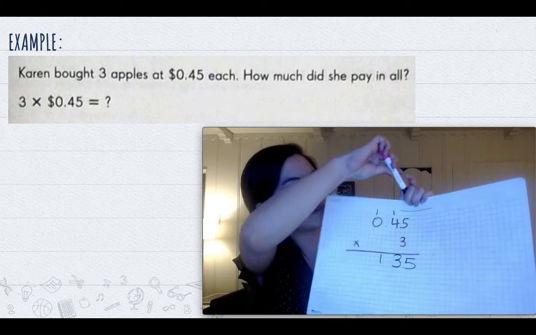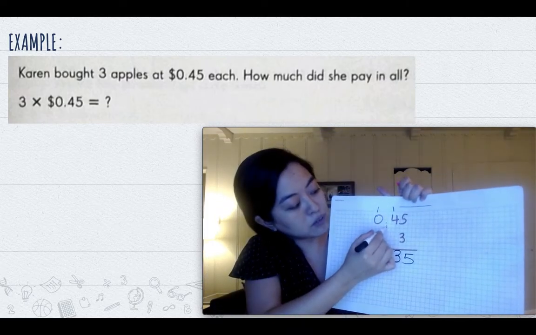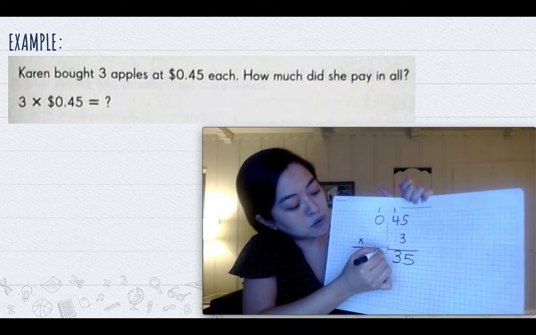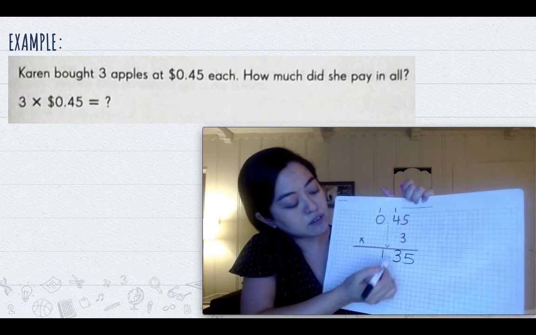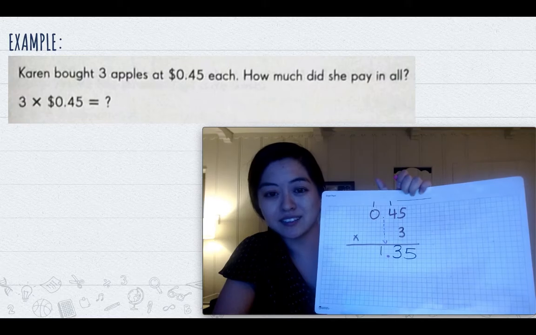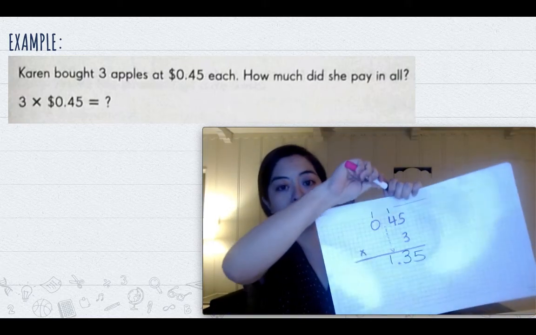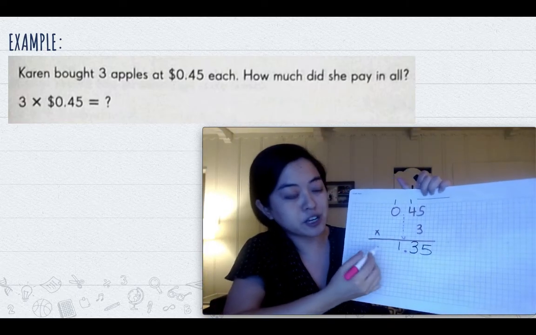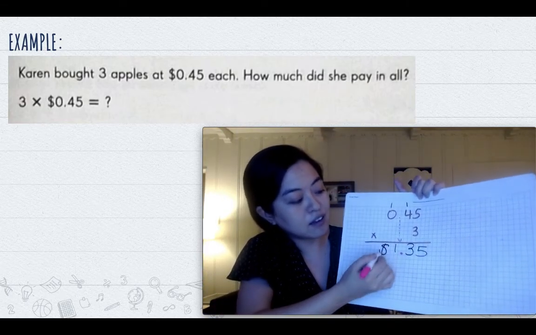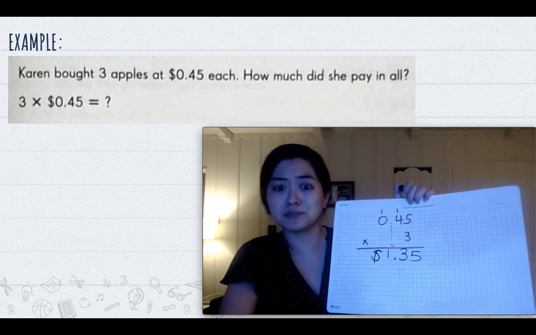And do you remember where we put the decimal point? We just have to drop the decimal point, okay? Over here. Okay, so your answer is 1.35. Or, in this case, to be more specific, because we're talking about how much Karen paid, it's $1.35 for 3 apples. That's a pretty good deal.